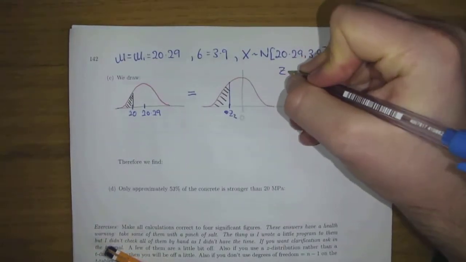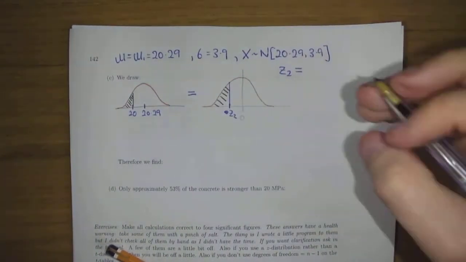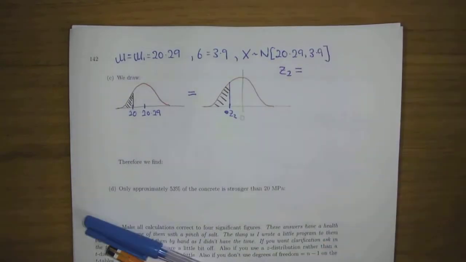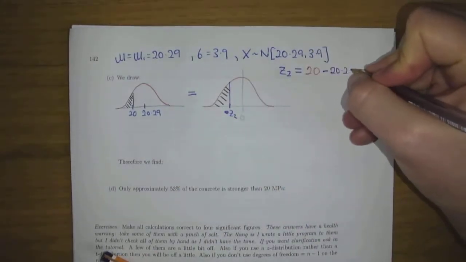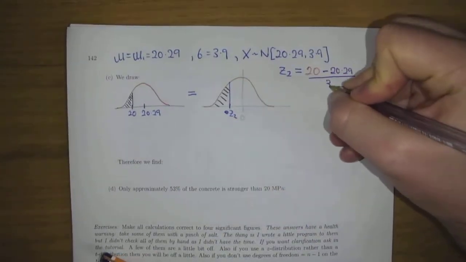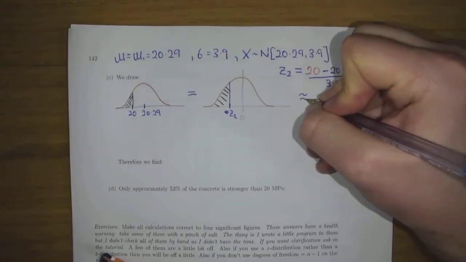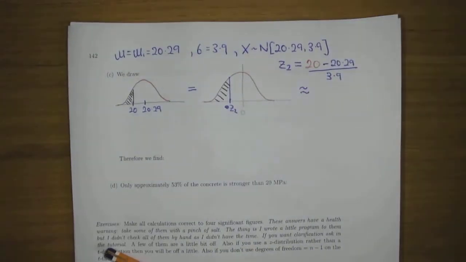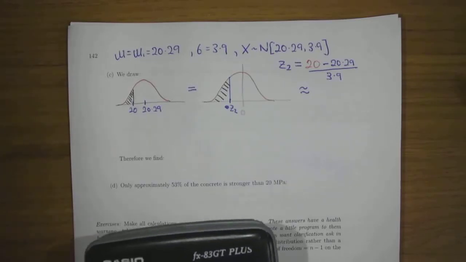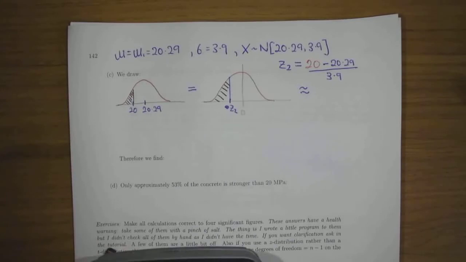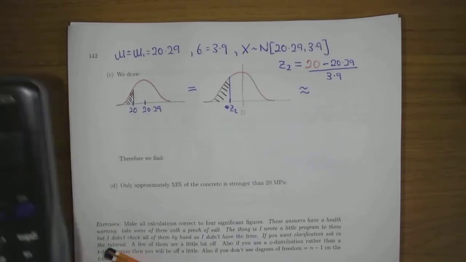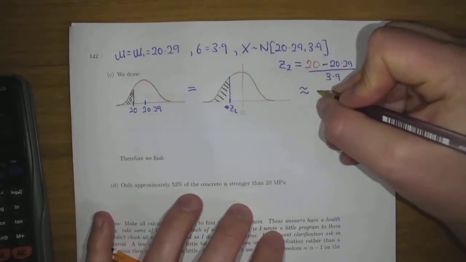So Z2, using the formula from the previous section, is the X value, which is 20, minus the mean, which is 20.29, divided by 3.9, and we can only go to two decimal places here, so that's all we'll do. 20 minus 20.29 divided by 3.9, so I get minus 0.07.